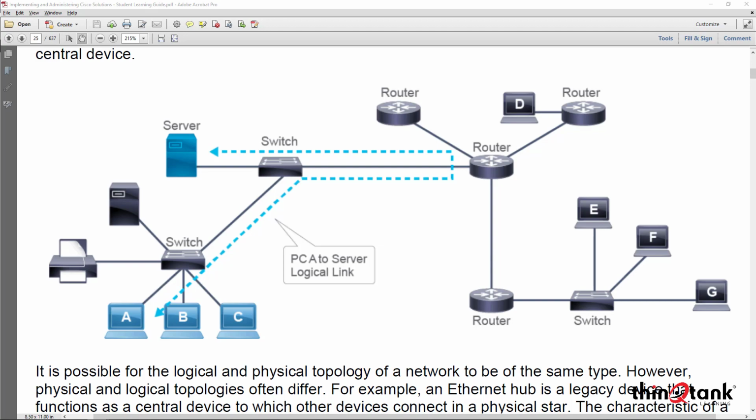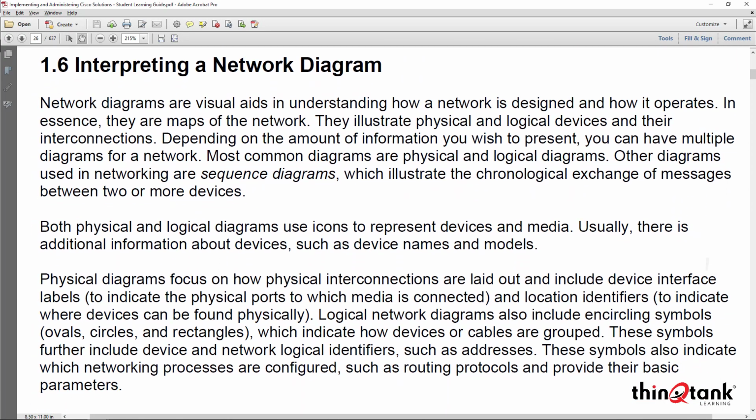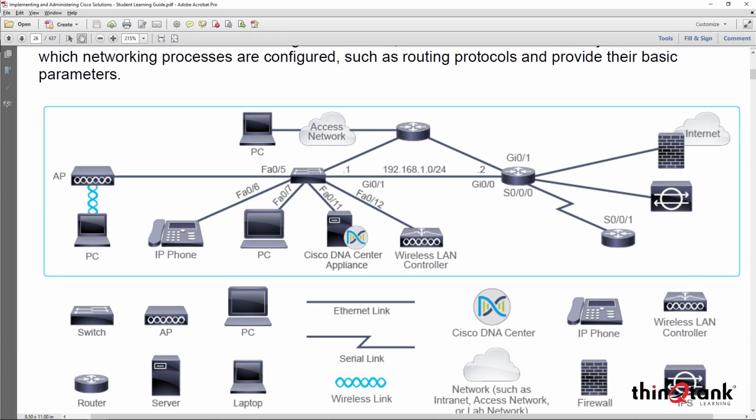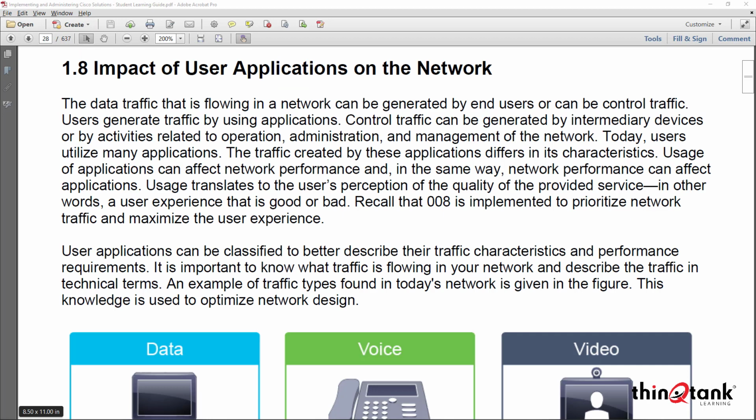All right? And that's kind of what the next section is about, interpreting a network diagram. And oftentimes you would perhaps implement different types of diagrams. You would have one diagram that would give you the physical topology, and you have another diagram that would give you the logical topology.